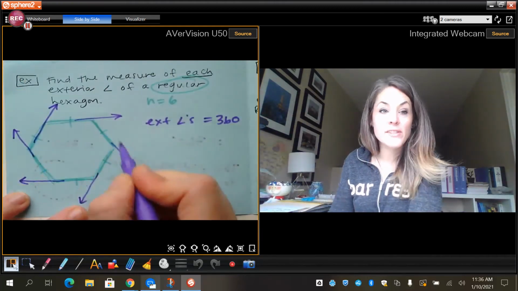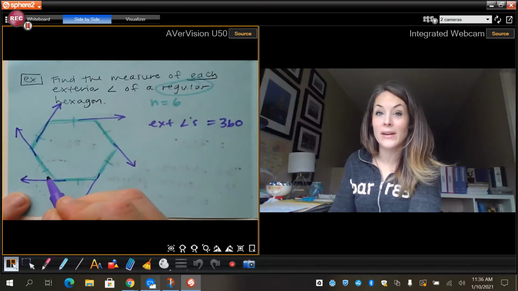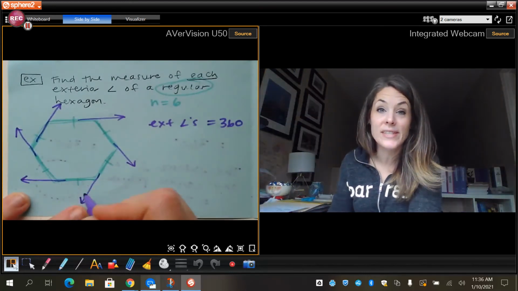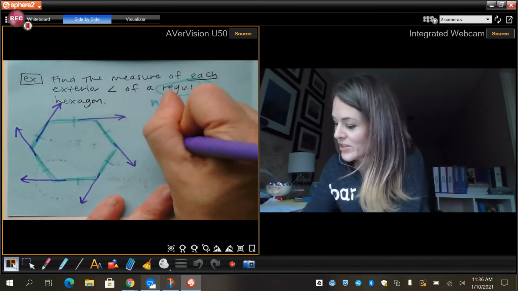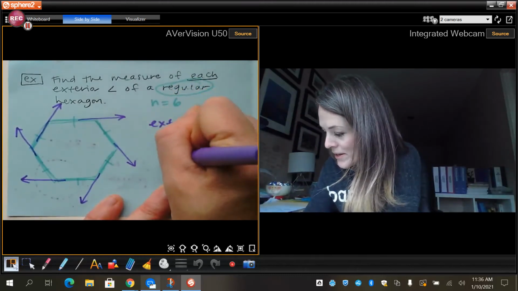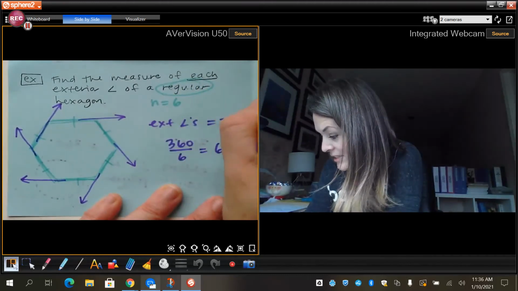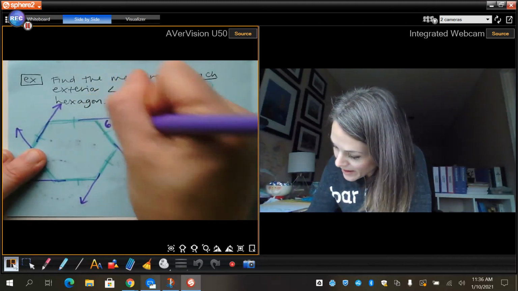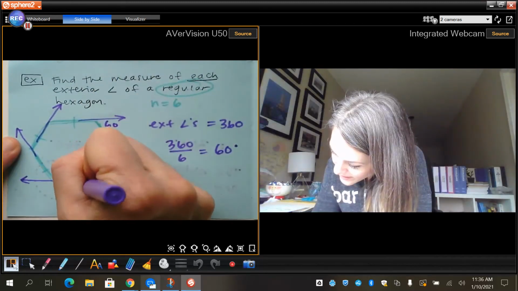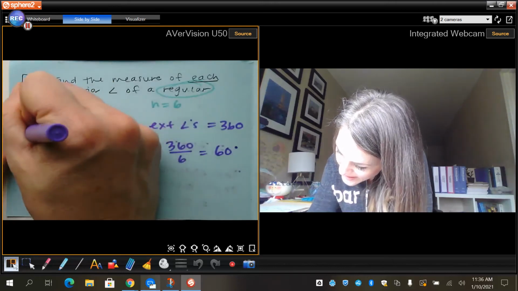Okay, so every single one of those exterior angles would add up to 360, and they are all the same if it's a regular figure. So I could just take 360 and divide it by 6 to get 60 degrees. So that means every single one of these exterior angles is 60.